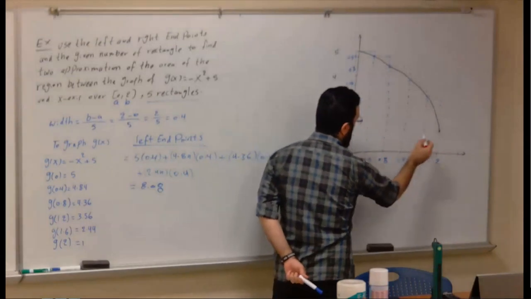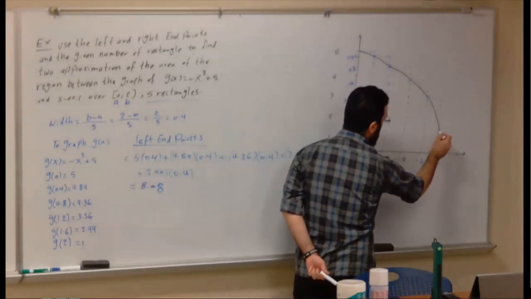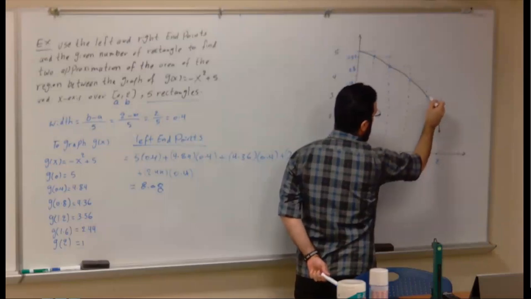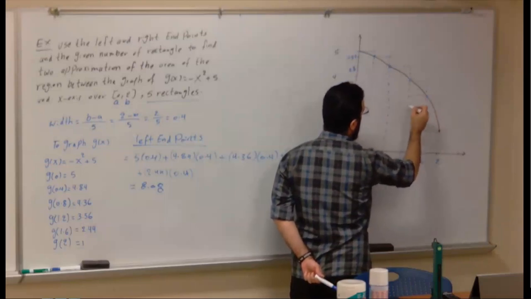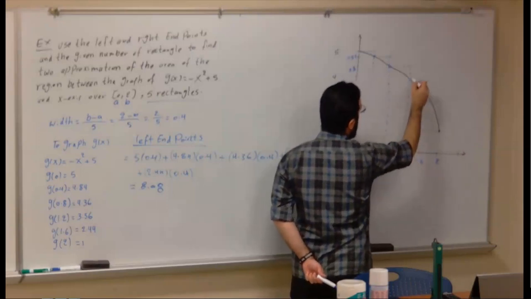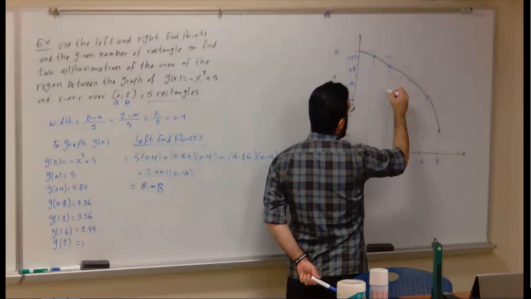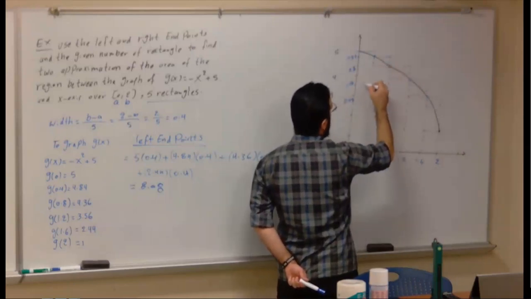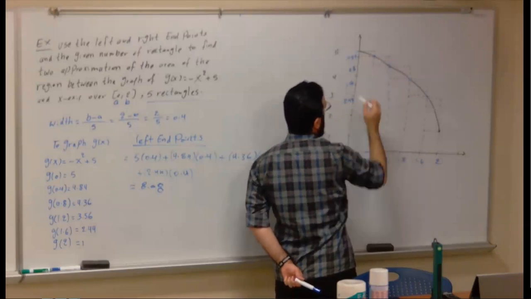So here's one. Now here's our first rectangle. Now, with the second point, here is the second rectangle. This is the second rectangle. Then you're gonna go to the next point. This is the third rectangle. You're gonna go to the next point. This is the fourth rectangle. And now this is the fifth rectangle.